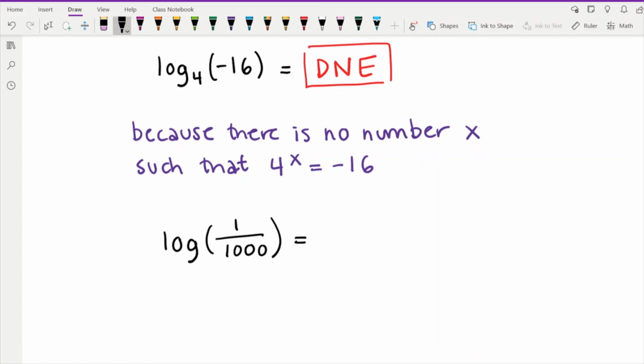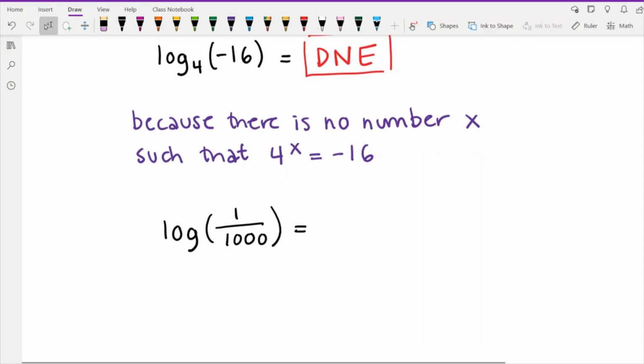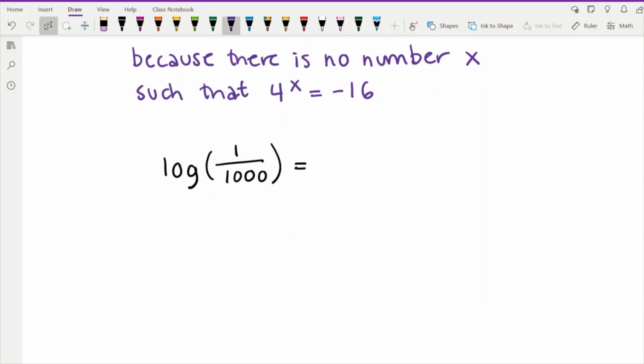Okay, so this is asking us log of 1 over 1,000. So what does log mean? Well, we know that's a base of 10, right? So we're trying to figure out what power we would need to raise 10 to get 1 over 1,000.